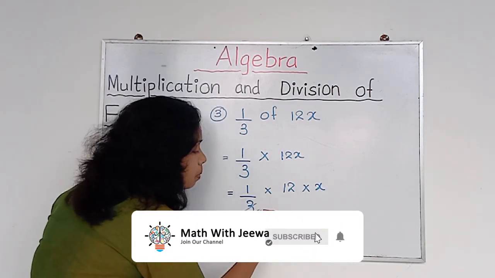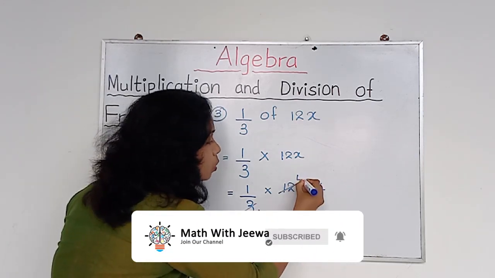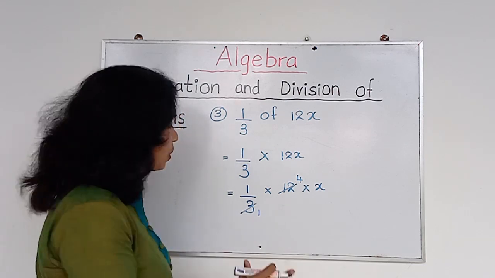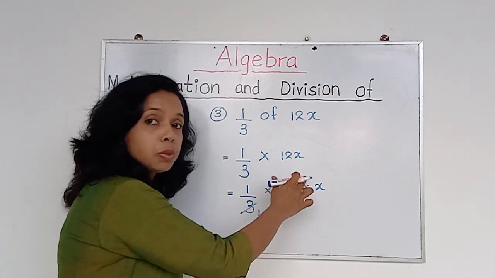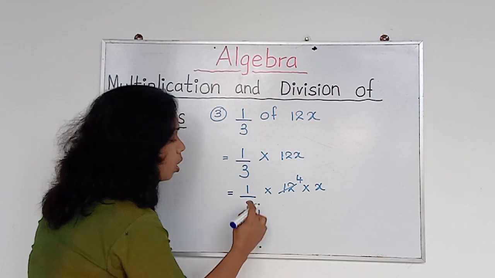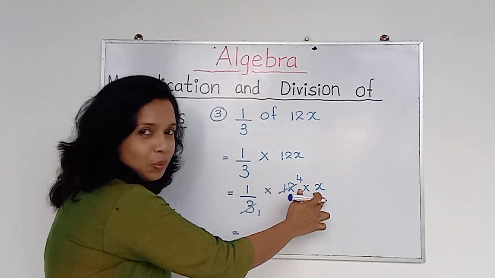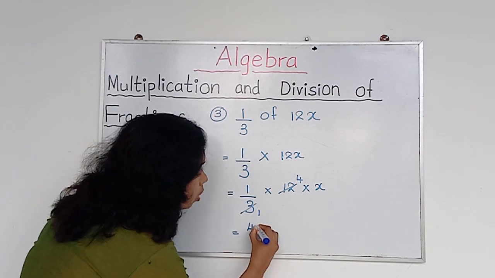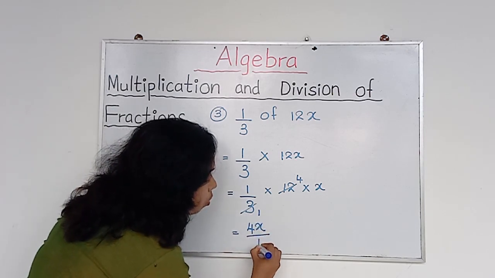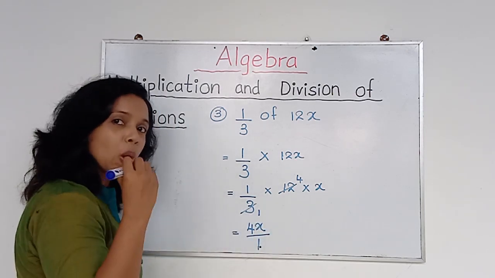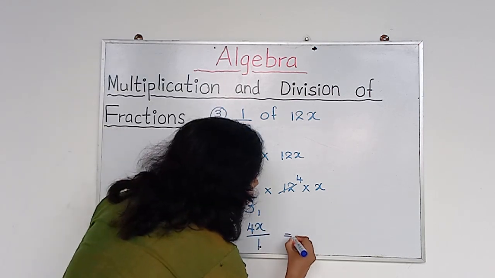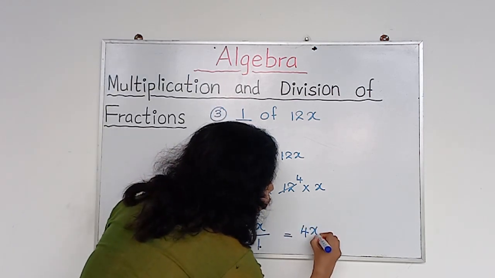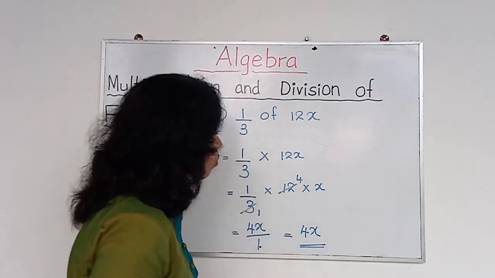Now 3 times 1, 3 times 4. Okay, so 3 times 1, 3 times 4. Then tell me, 4 times x, 4x. 4x times 1, 4x over 1. Right? Now, how do you write the final answer? It is 4x.